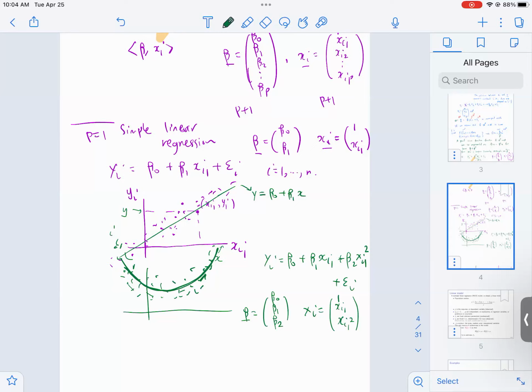If the model is really this, then you don't need that term. But this model includes this as a special case. This is not a better, but a bigger model. Why does this model include the first one as a special case? How can I get the first one from this model? Yes, just make that equal 0. So if you set beta 2 equal to 0, you get back the original model. So this model subsumes, or includes, this as a submodel.